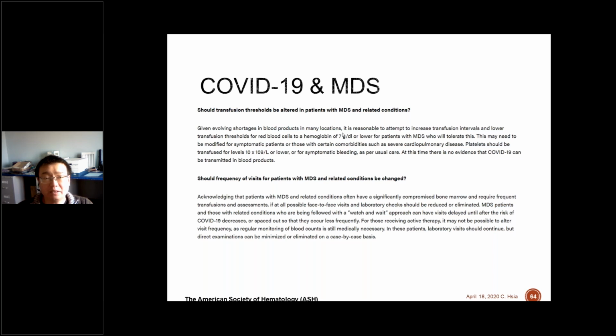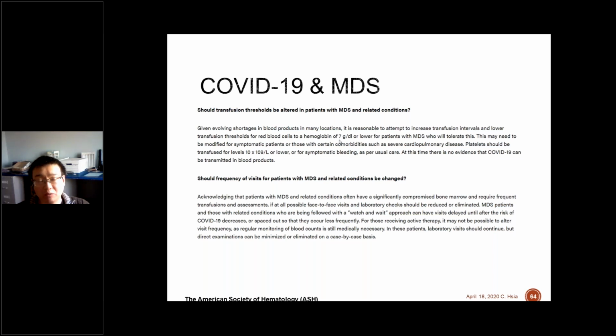So what they mean here is 70 grams per liter in our units. So if you are getting transfusions right now, let's say every 2 weeks, for a hemoglobin of, let's say, 80 or 90 even, perhaps at this time, it might be a good time to discuss with your physicians about reducing the frequency and maybe waiting till the hemoglobin gets a little closer to 70. That way, you're not going as often.